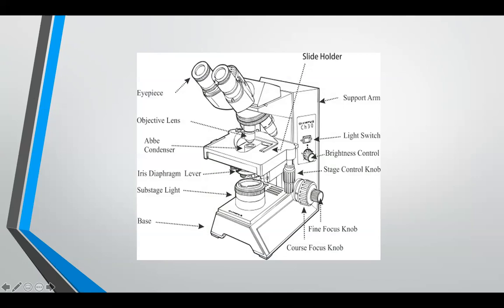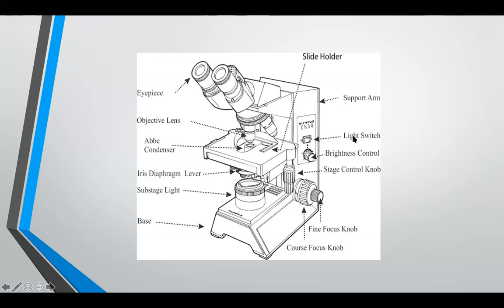You look through the eyepiece, also called ocular lenses. Here's the slide holder. So you'd put your slide with the sample right here within these clips. The objective lenses, there's usually 4 of them in the compound light microscope, and they just turn on an axle to give you a more zoomed in look at the specimen.